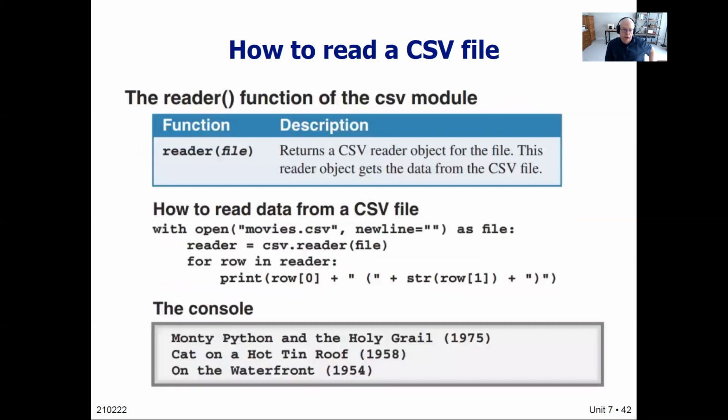We can get away from the defaults, as we will see. So the reader function first, very simple, just reader and then the file that we want to read. And this will result in a CSV reader object for the file. The reader object is going to get the data from the CSV file. And because it's a reader object from the CSV method, it's going to know about the delimiters. Okay, that's really what we're talking about.